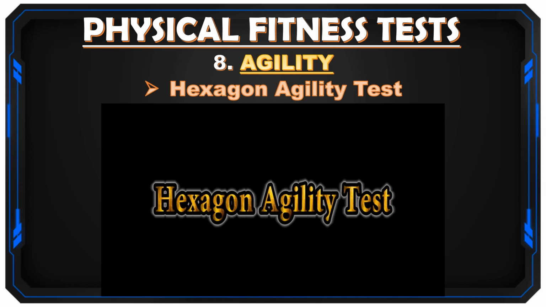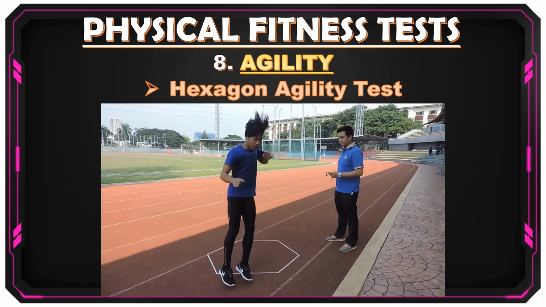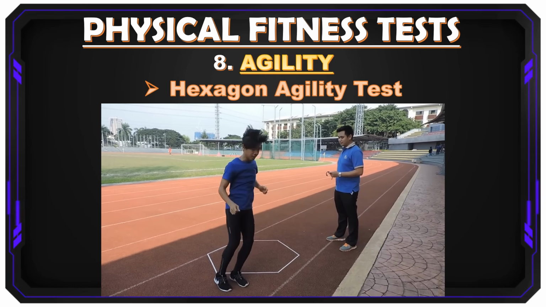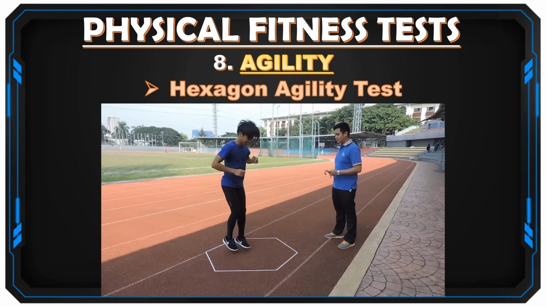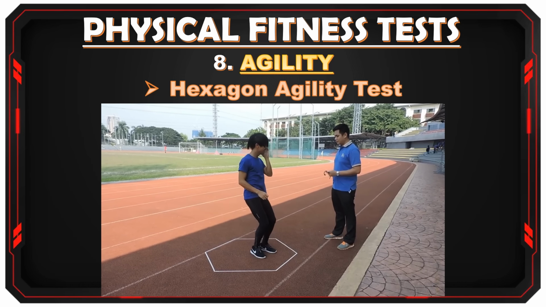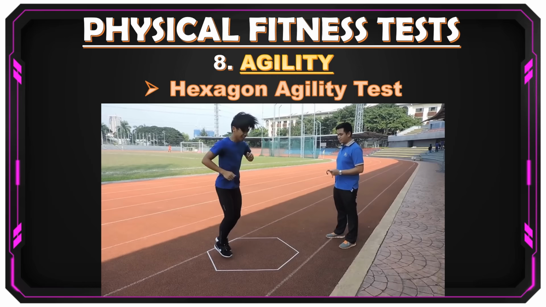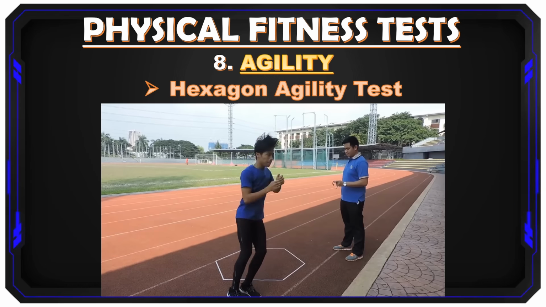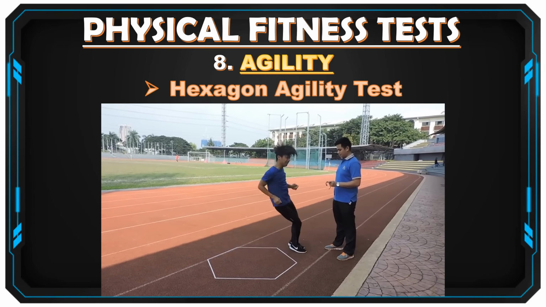Hexagon agility test. For the performer, stand with both feet together inside the hexagon facing the marked starting side. At the signal go, using the ball of the feet with arms bent in front, jump clockwise over the line, then back over the same line inside the hexagon. Continue the pattern with all the sides of the hexagon. Rest for 1 minute. Repeat the test counterclockwise.